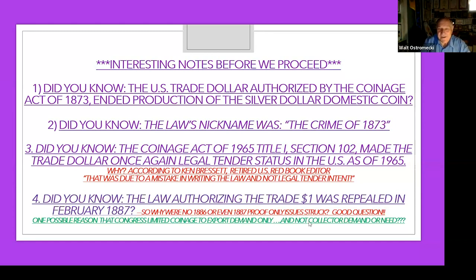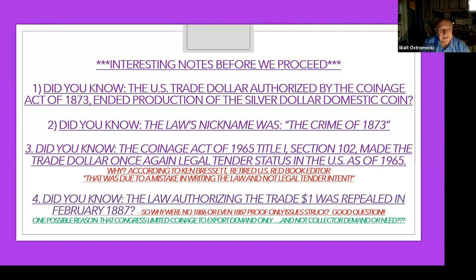Did you know the Coinage Act of 1965, Title I, Section 102, made the trade dollar once again legal tender status in the U.S. as of 1965? Why? Well, here before I quote Ken Brissett, that was due to a mistake in the writing of the law. It was not intended to be legal tender. However, the way the law was written, it became so.